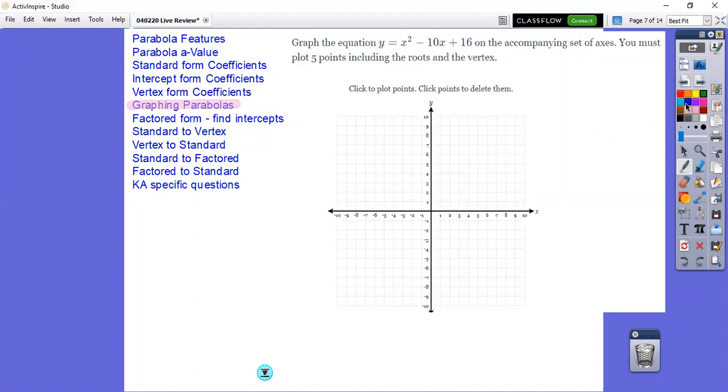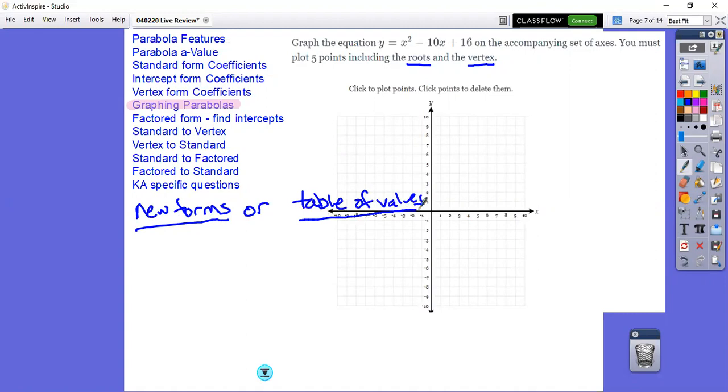Sorry, having technical difficulties. There we go. Here's my function, okay? It does say that I have to graph the vertex and the roots. So I'm going to go about this in a specific way. That doesn't mean you can't go about it another way, okay? So if I have x squared minus 10x plus 16, I have two options. I can either work on finding the new forms to figure out the points of the equation, or I can work on a table of values.